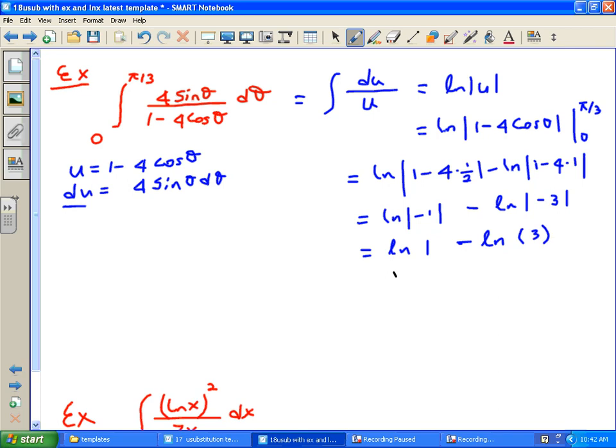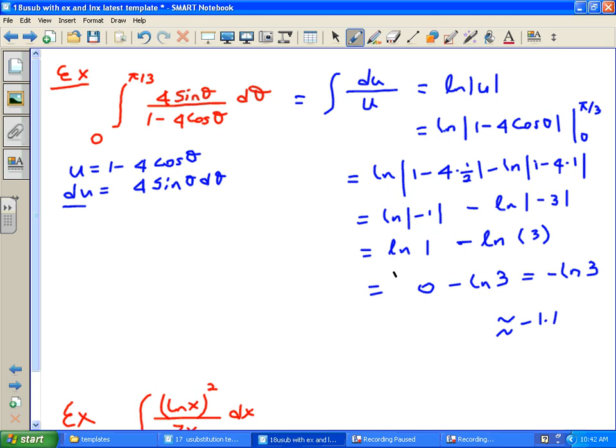Now, what do we know about ln of 1? ln of 1 is 0. So what we have here is 0 minus ln 3. So one way to leave the answer is to say it's negative 1 times ln of 3. Another way to give the answer is on the calculator. Just negative ln 3, and you get negative 1.098, roughly negative 1.1, let's say.